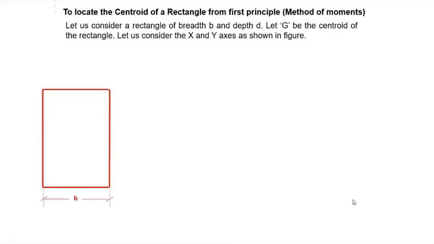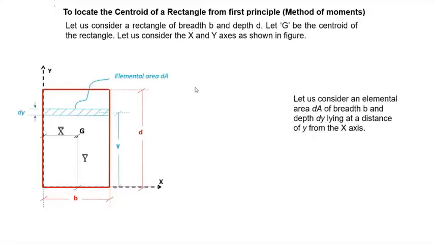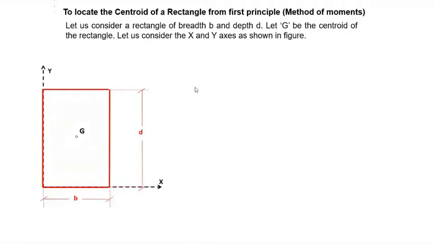Moments. Next is the method of integration. Here we will be finding the moment of inertia and centroids of rectangular areas, triangular areas, and semicircle by using this method of integration. First principle is actually a combination of the method of moments and the method of integration. Finally we got an equation like integration. In the last class I've explained this also.